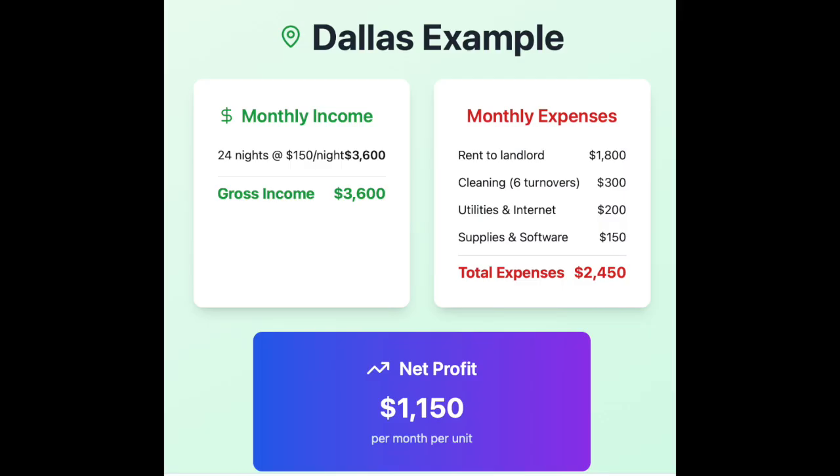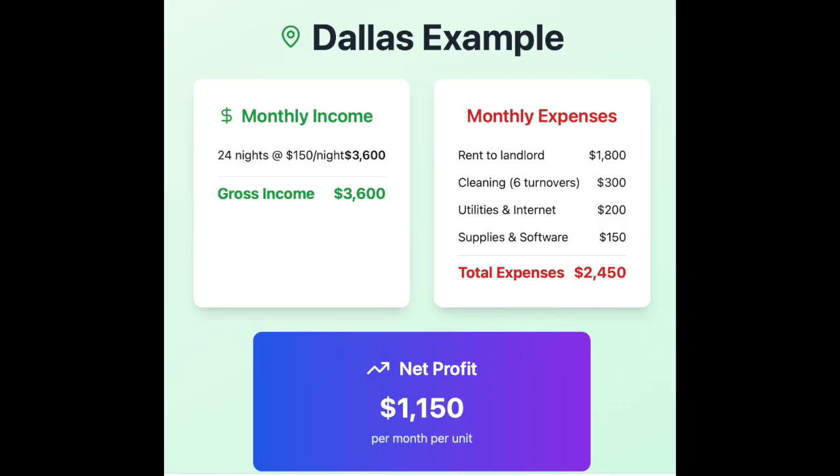$3,600 gross. Now the expenses they list. Right. Subtract the $1,800 rent. Then $300 for cleaning. They figure 6 turnovers at $50 each. Okay. Then $200 for utilities and internet. And another $150 for supplies, maybe some software subscriptions. So let's see, $1,800 plus $300 is $2,100, plus $200 is $2,300, plus $150, $2,450 in total monthly expenses in this example. Exactly. So you take the $3,600 gross income, subtract the $2,450 in expenses. And you're left with what, $1,150 net profit per month for that one unit? That's the number in their example, yeah.